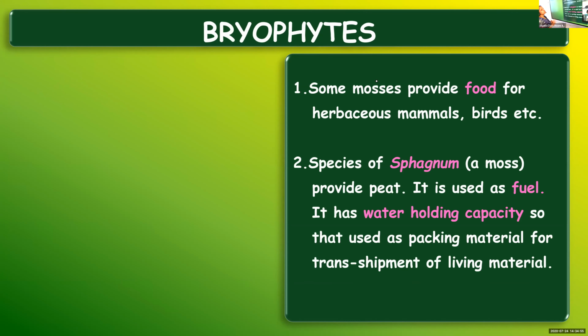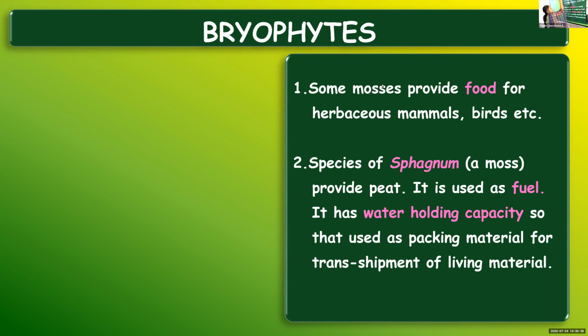Now we have completed the methods of reproduction taking place in Bryophyta. Now we are going to learn about the different benefits. How are they useful to us? Starting with the first point, some of them provide food for different mammals and birds, mainly herbivorous mammals, which feed on plants. So they are the source of food for several birds and mammals. That is the first benefit.